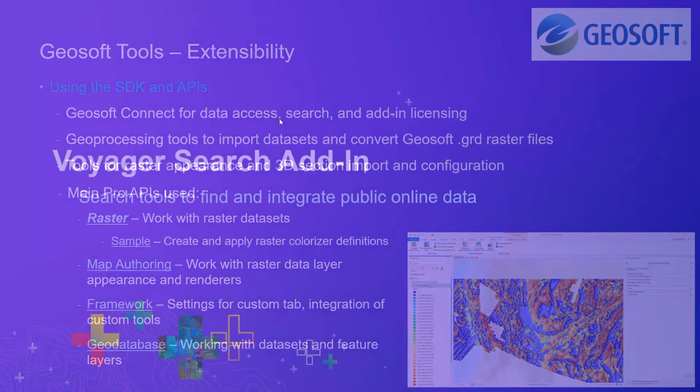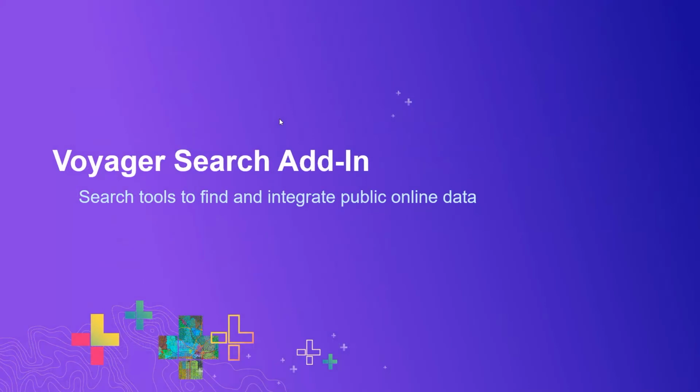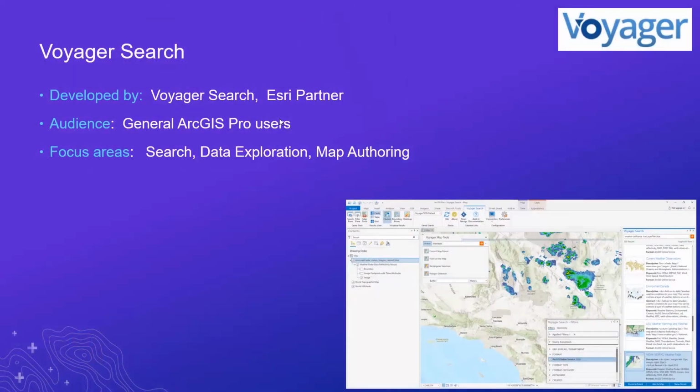Okay, let's move on to our last add-in demonstration. We're going to look at the Voyager search add-in, which allows you to integrate search tools for finding and integrating public online data. Developed by Esri partner Voyager Search, the audience for this add-in is just general ArcGIS Pro users who want to get access to all the different online data that's available and can be used within ArcGIS Pro. So the focus areas really emphasize search, data exploration, and map authoring.